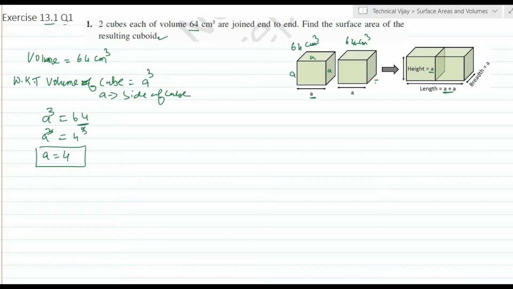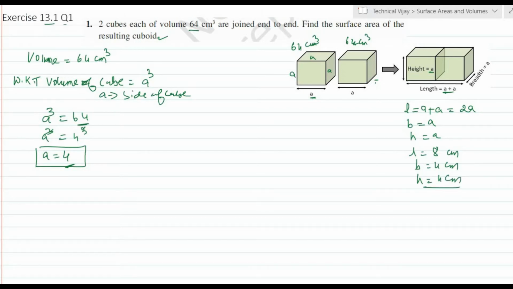So when A is equal to 4 and these cubes have been joined, the length is equal to A plus A, which is equal to 2A. The breadth B is equal to A only, and the height will be A only. Hence length is 4 plus 4, because A is equal to 4. So L is equal to 8 centimeter, B is equal to 4 centimeter and H is equal to 4 centimeter.